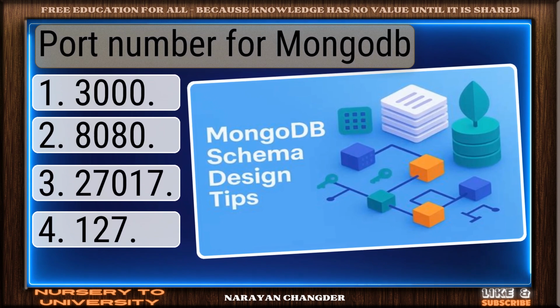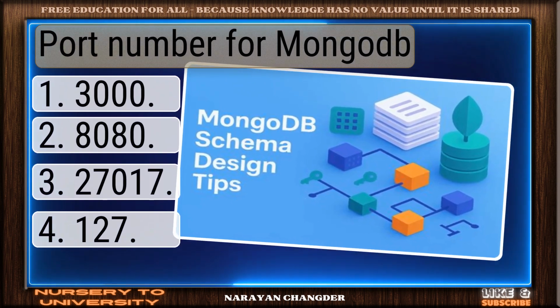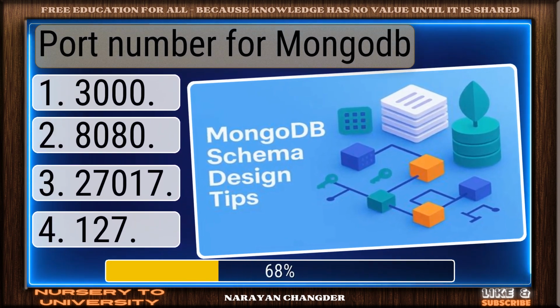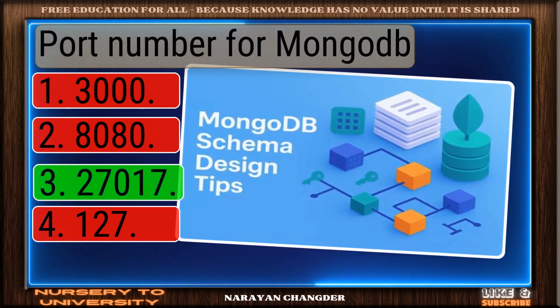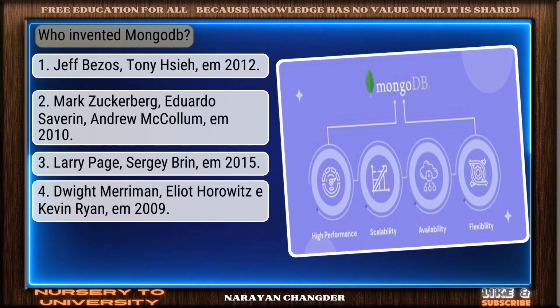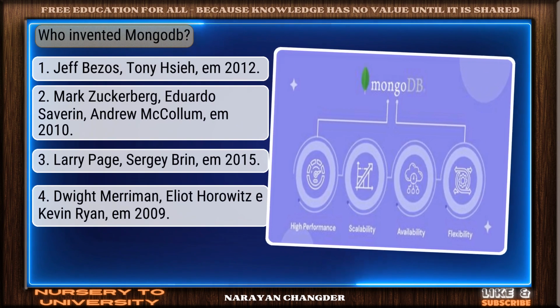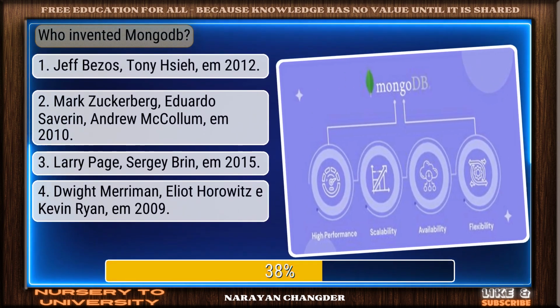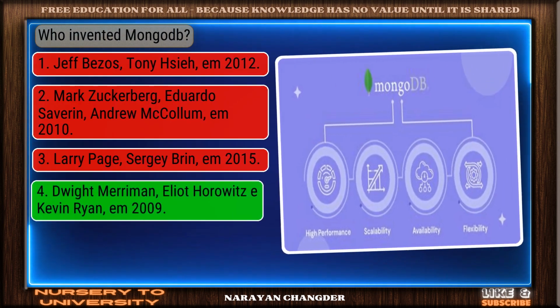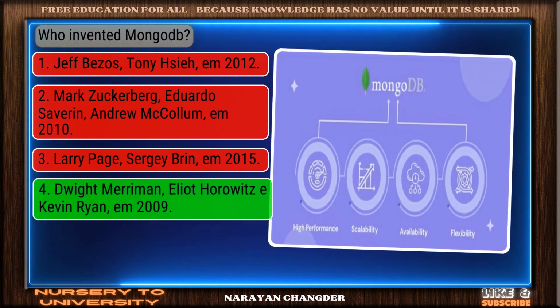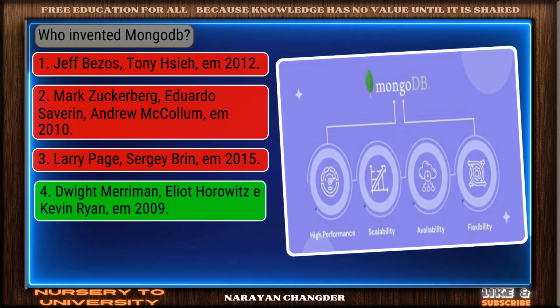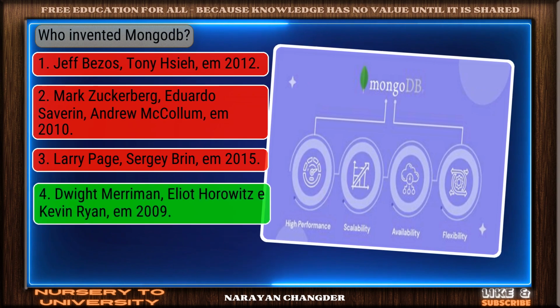Question number 75. Port number for MongoDB. Nice work. You chose 27017 and it is correct. Question number 76. Who invented MongoDB? You're right. Dwight Merriman, Elliot Horowitz, and Kevin Ryan in 2009 is the correct answer.